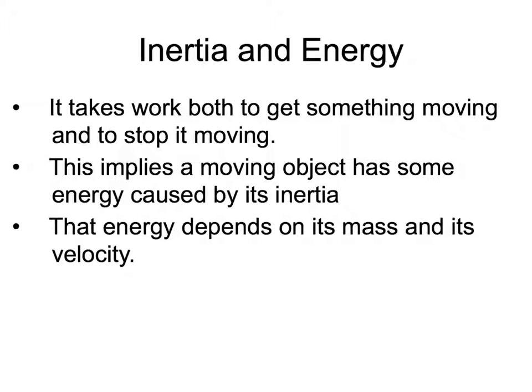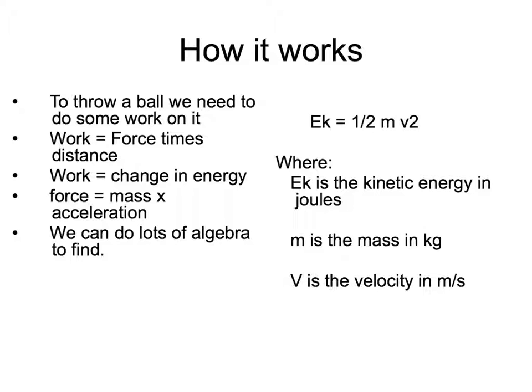So that implies a moving object has some energy caused by its inertia, and that energy depends on both the object's mass, a heavier thing has more inertia, and its velocity, a faster thing has more inertia. So, how does it work? Well, let's think about throwing a ball. If you're throwing a ball, you need to do some work on it. Work is force times distance. It's also the change in energy.